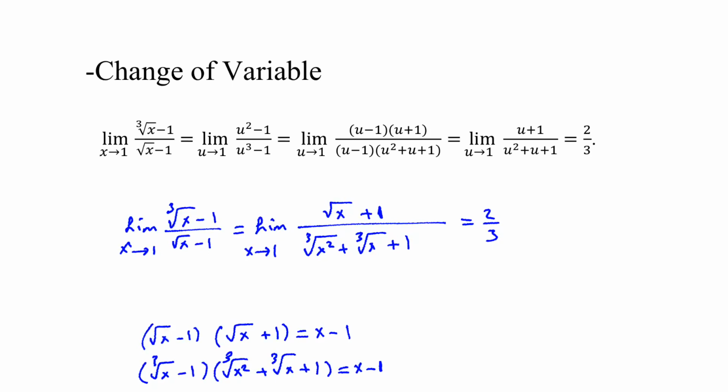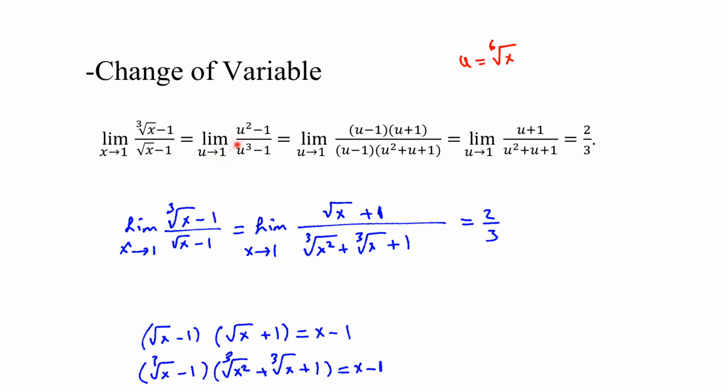Let's use change of variable and find the same limit. Notice that the common index between 3 and 2 is 6. We assume u is the 6th root of x.